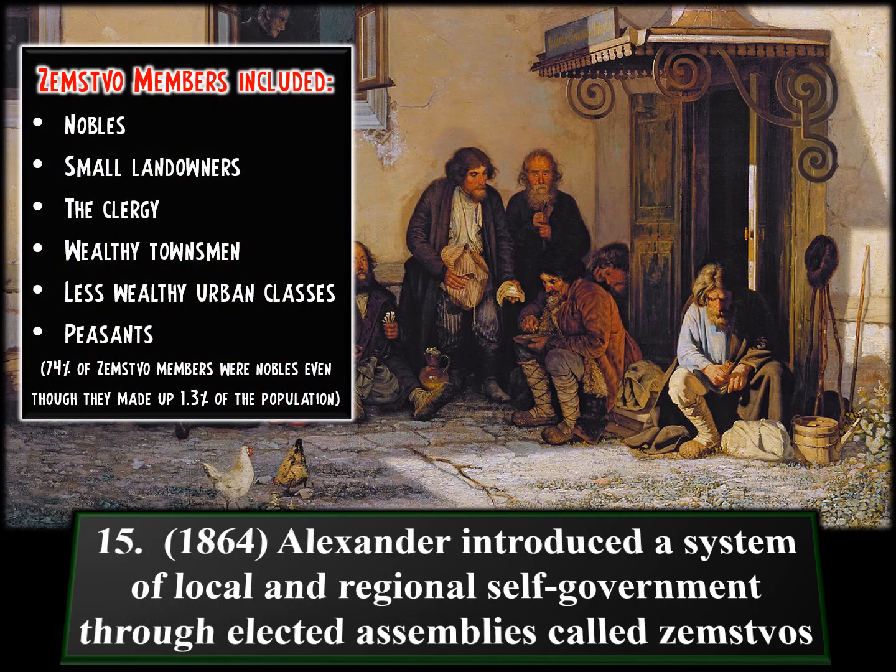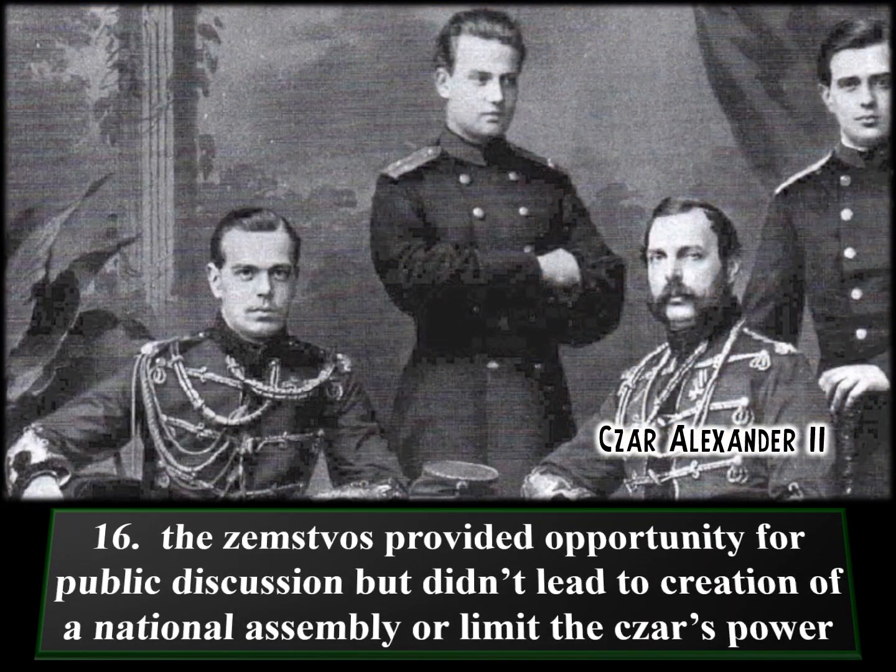The Zemstvos members included nobles, small landowners, the clergy, wealthy townsmen, less wealthy urban classes, and actually some peasants. 74% of Zemstvos members were nobles, though, even though they made up only 1.3% of the population. So ultimately, they weren't as equal as they had looked on paper initially. The Zemstvos provided the opportunity for public discussion, at least, but it didn't really lead to the creation of a national assembly or limit the Tsar's power, as many had hoped.